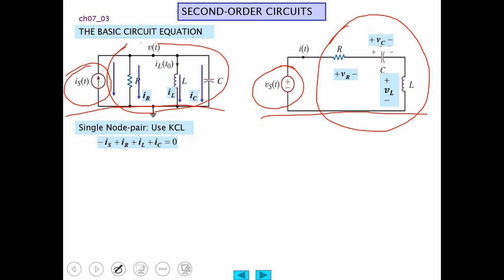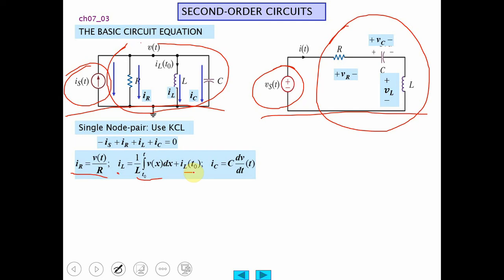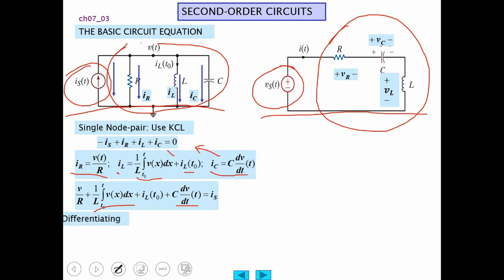We have the equation for KCL, and we write down all the current equations for the three different elements, for the resistor, for the inductor, and for the capacitor. And then we just plug them into the KCL equation above. And we get this differential equation. It's got an integral here and a derivative here. We just differentiate both sides of it.